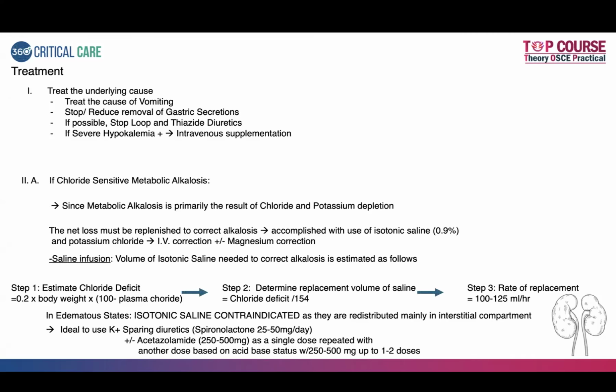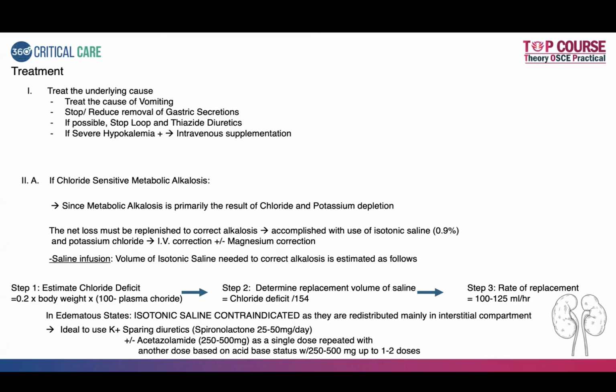In cases of a chloride-sensitive metabolic alkalosis, that is, if the urine chloride is less than 20, it must be most likely because of fluid depletion. So since metabolic alkalosis is primarily the result of chloride and potassium depletion, the net loss must be replenished to correct the alkalosis. That can be done with the use of isotonic saline and potassium chloride. So IV correction plus or minus magnesium correction should be done.